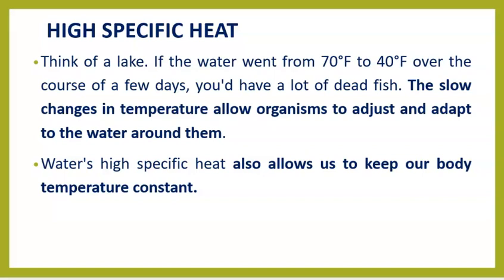And what is the significance in our body? Our temperature is constant. The normal human body temperature is 37 degrees Celsius. What keeps it at the optimum temperature is water. The high specific heat of water allows the human body to be kept at a particular temperature, the optimum temperature.